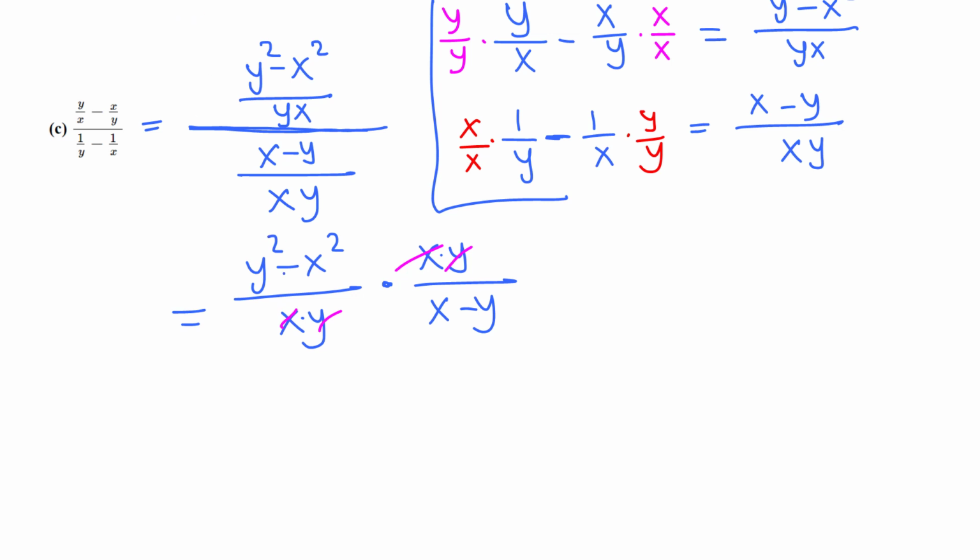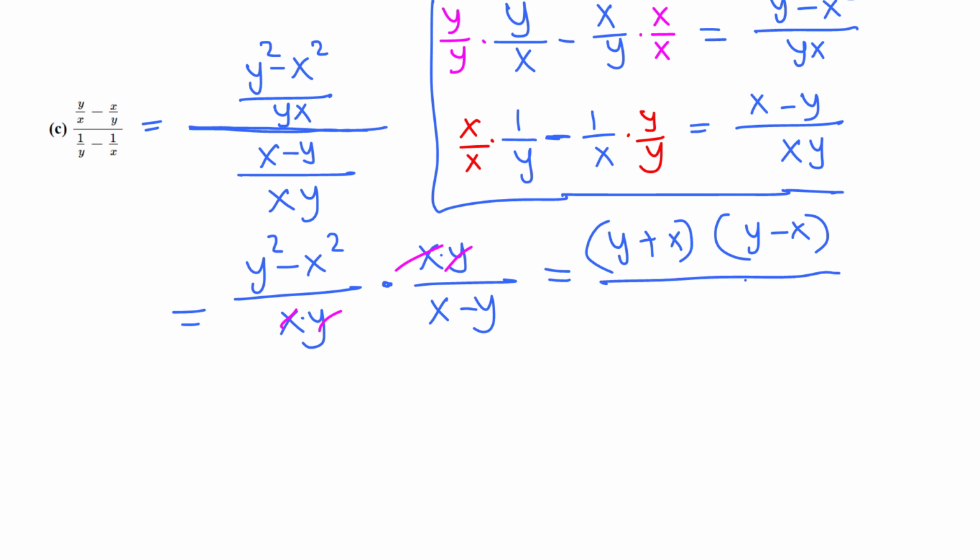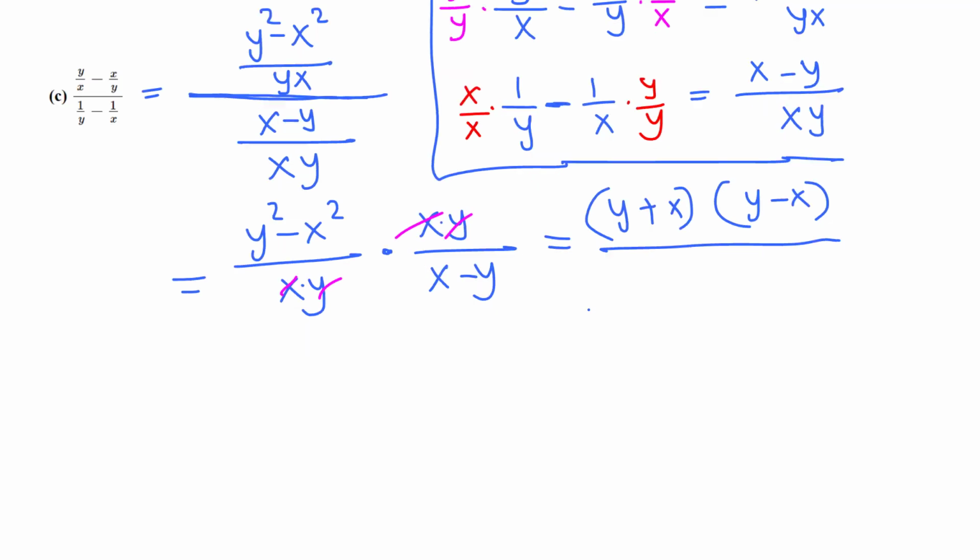Okay, but y square minus x square is in fact a difference of two squares, so we can factor. Y square minus x square, difference of two squares. Like earlier, this is y plus x times y minus x. All over x minus y. Okay, here is y minus x, so almost there.